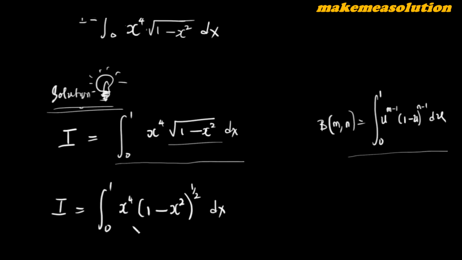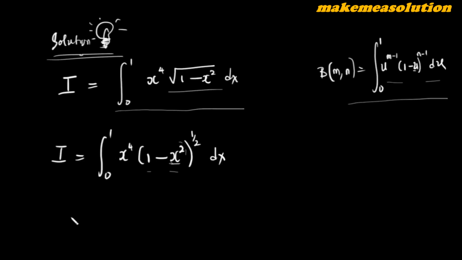If I compare this with the structure of the beta integral, the independent variable there is standing alone, but I can see that here it is squared. So I need to convert this to a form that has an independent variable standing alone. So I'm going to use u. Put u equal to x squared.